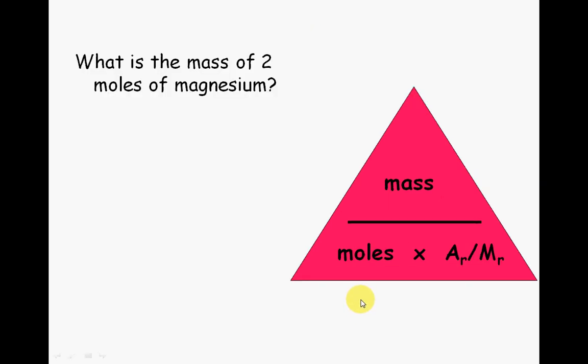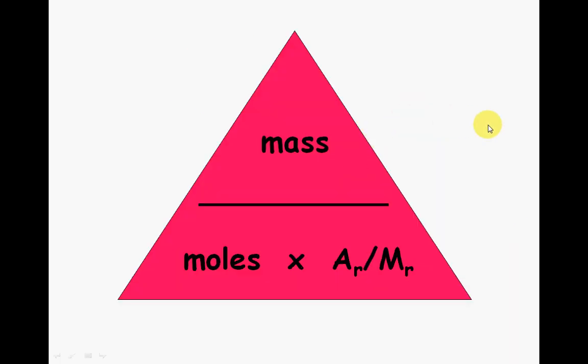We've got the question, what is the mass of 2 moles of magnesium? Okay, well what can we do? How will we use this triangle to help us? Well, it's asking us to find out the mass. So what we will do is we can cover up mass, and that will tell us what equation we should use. The equation is moles times AR or MR.